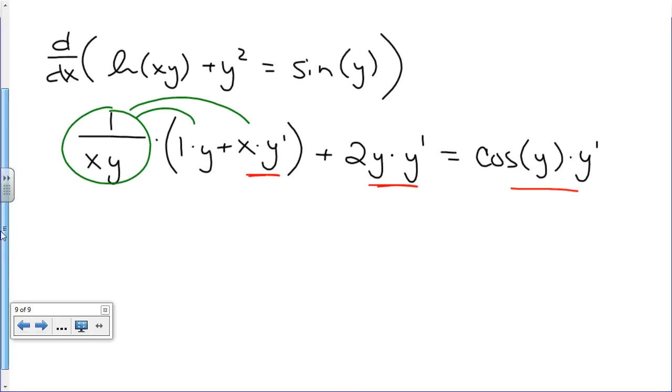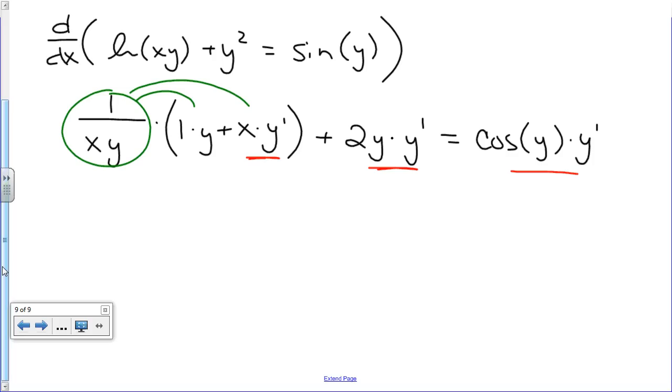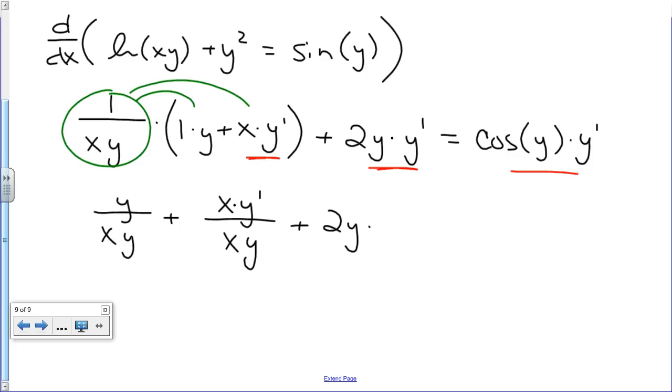So let's do that first. So when I take y over, 1 over x times y, I guess I'll write it as y over x times y, and we can simplify it here in a second. And when I do the same thing for the next term, I'll get x times y prime over xy. And then we've got plus 2y times y prime. And that's equal to the cosine of y times y prime. All right, so a couple things will cancel out here nicely. The y will cancel out over here, and the x's will cancel out here.